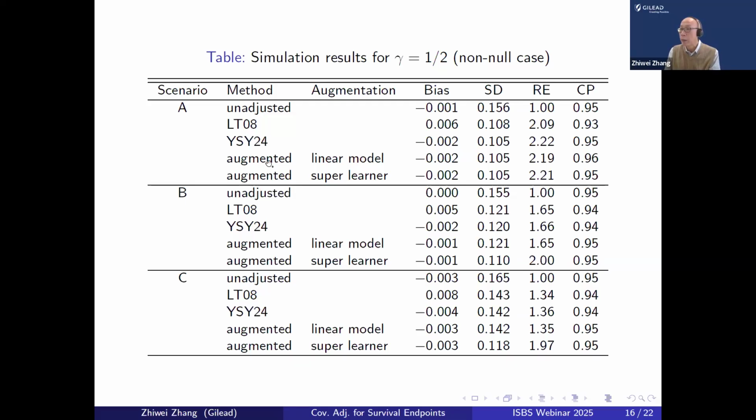For example, the augmented estimator based on linear regression performs similarly to LT08 and YSY24. And the augmented estimator based on a superlearner is more efficient than the other estimators in scenarios B and C. And both augmented estimators have correct coverage. So what I have shown you here is a small but representative subset of our simulation results. The complete set is much bigger and covers additional scenarios, estimands, and estimators.